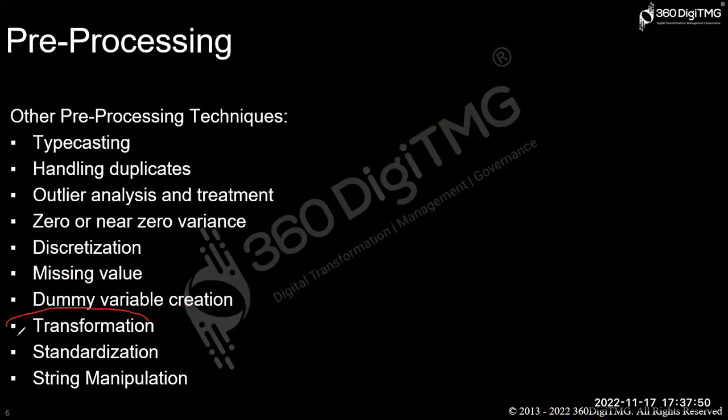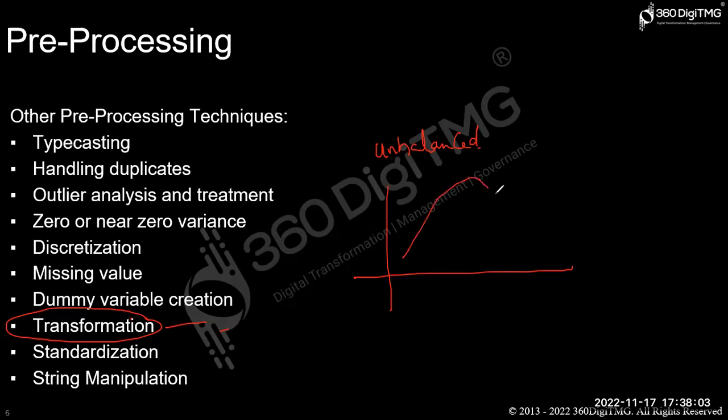And then we have transformation. When you have unbalanced data, in the sense when you don't have a normal distribution, let's say you have right skewness.